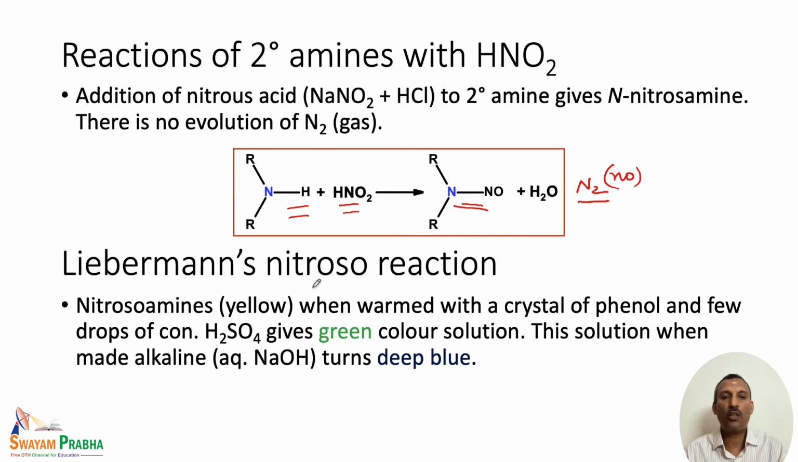And when we talk about the Liebermann nitroso reaction, this particular nitrosoamine, which is generally yellow in color, is warmed with a crystal of phenol and a few drops of concentrated sulfuric acid, which gives a green colored solution. When we make this solution alkaline with the help of aqueous sodium hydroxide, the solution turns deep blue. So, these are all the ways by which a secondary amine can be tested.